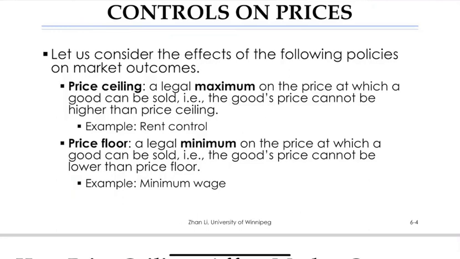The second one is price floor. It's a minimum on the price at which a product can be sold. The example for price floor is minimum wage. If you consider your labor as a product, then minimum wage essentially gives you a price floor at which you could sell your labor. Say, for example, let's assume the minimum wage in Manitoba is $15. Then it basically means that as a worker, you can never sell your labor below $15 per hour.